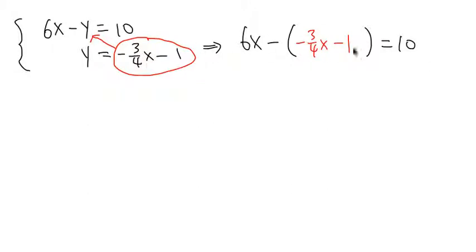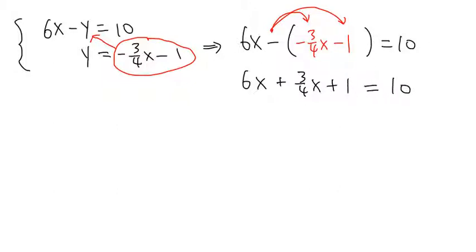and this is what we are going to get. And we can just solve this because we just have the x in this equation, but we do have the parentheses though. Let us begin by distributing the negative into the parentheses. So we have 6x, and negative times a negative 3 over 4x is going to be plus 3 over 4x, negative times negative 1, that's plus 1. On the right hand side, we still have equals 10.